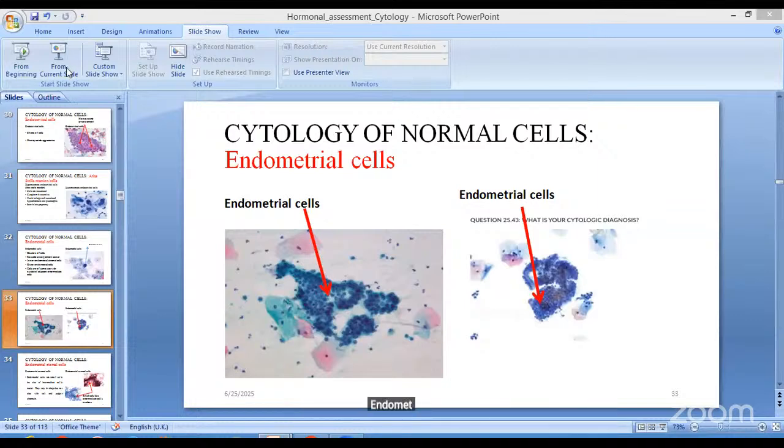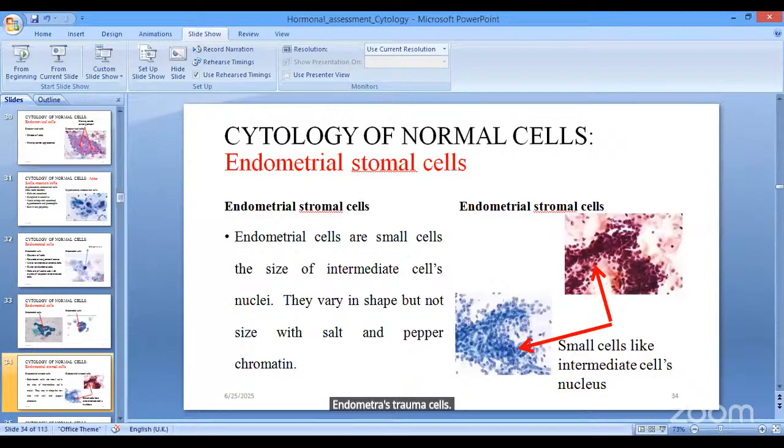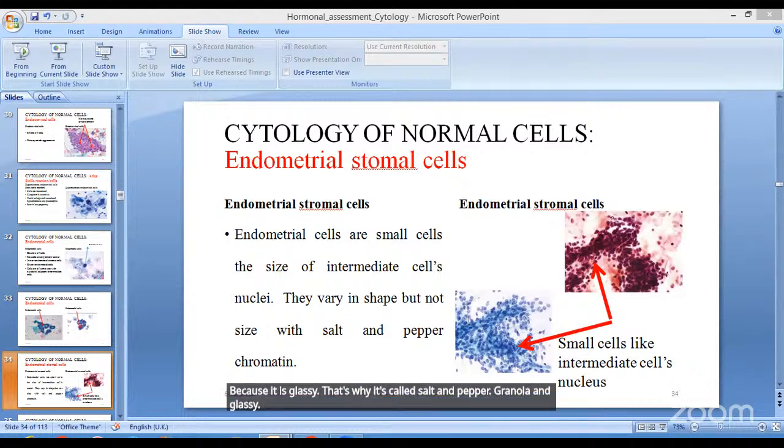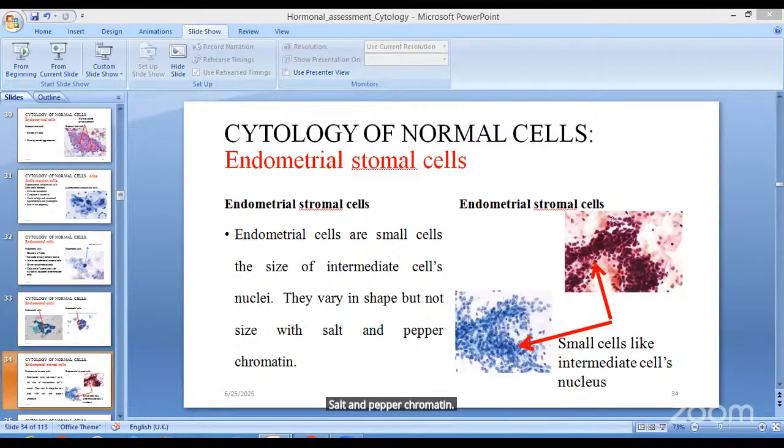Endometrial stroma cells are endometrial cells that are small, about the size of an intermediate cell nucleus, and they vary in shape but not in size. Their nuclear chromatin is glassy. Because it is granular and glassy, it's called salt and pepper chromatin. Some of them can be deeply stained, as shown in this slide.